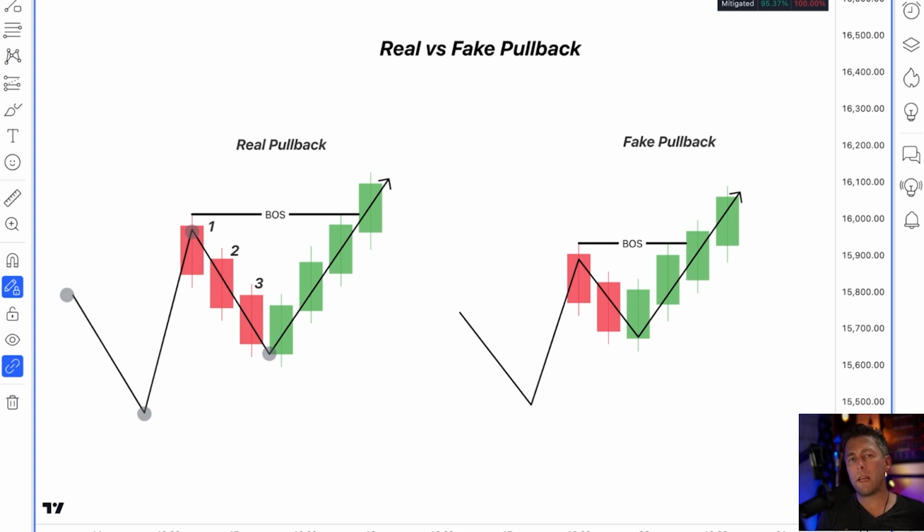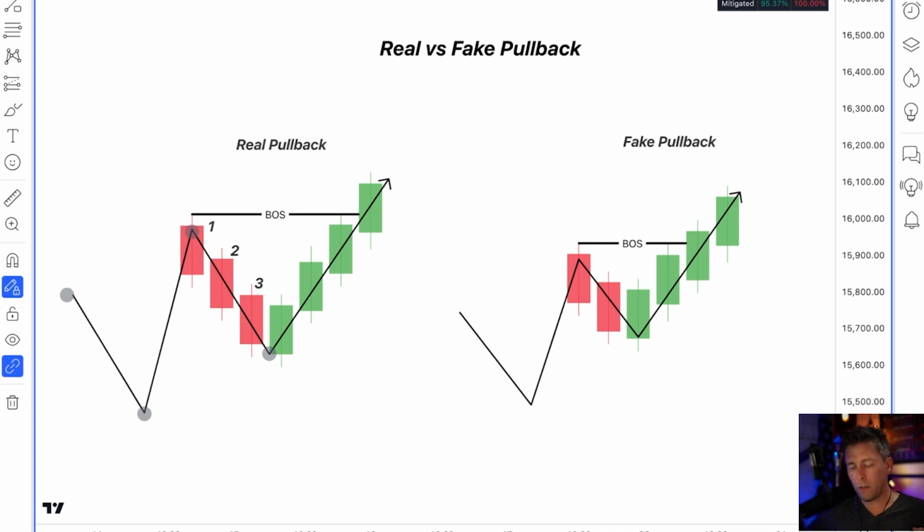So now that you understand more basic market structure and real versus fake pullbacks, so that you're not just counting everything as a break of structure or a change of character, now the question is, how do we trade these on a multi-time frame perspective? There's all these time frames: 1 hour, 4 hour, daily, 5 minute, 1 minute. What's the best time frame? What should you be doing?